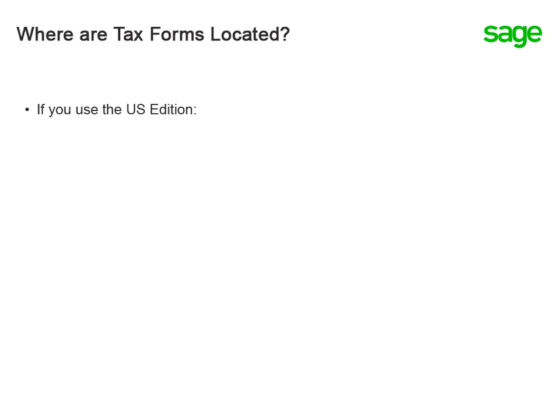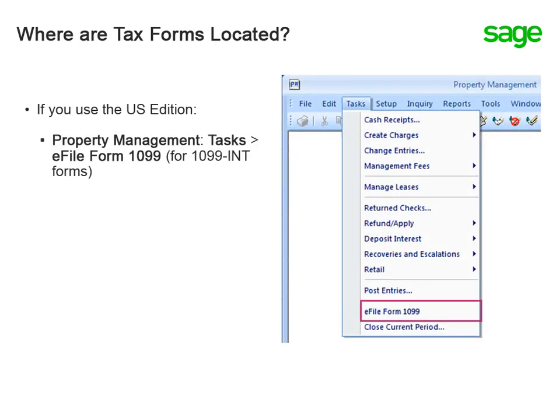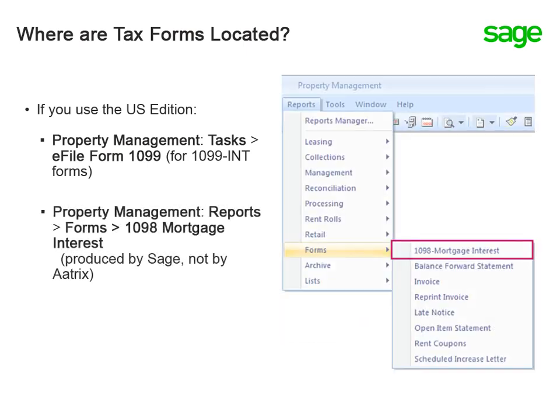In Property Management, if you paid interest to your tenants on deposits held, you will print the 1099 INT forms by going to Tasks, eFile Form 1099. If you need to report mortgage interest paid in Property Management, go to Reports, Forms, 1098 Mortgage Interest. This particular form is produced by Sage, not by Aatrix.